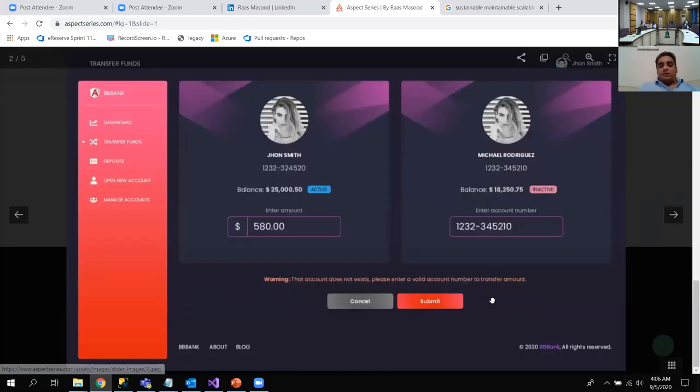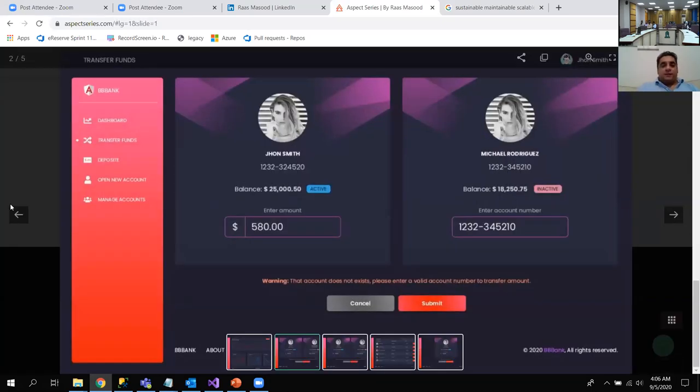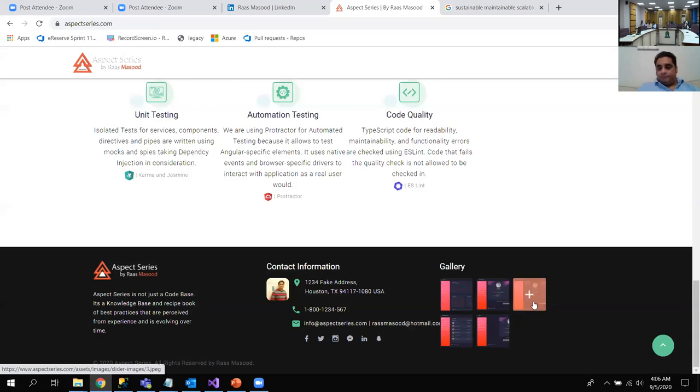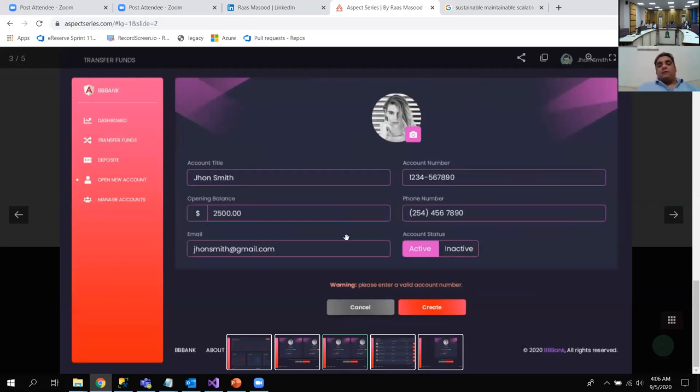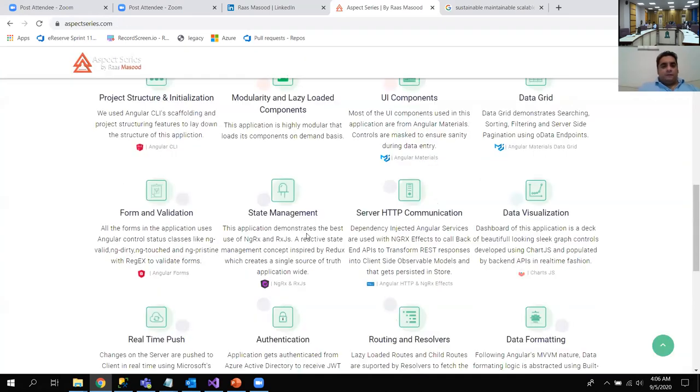So form validation is about what happens if you write something on a form, like for example, this. This is a form. If you write something on a form and you want that to be validated from a server, or you want it to be validated from the client side, this is also one of the aspects which was cleanly researched and applied in this application. So I will go through a few of these aspects.